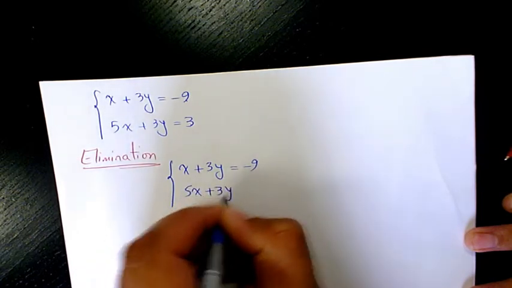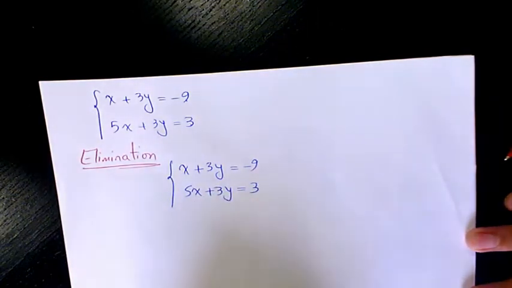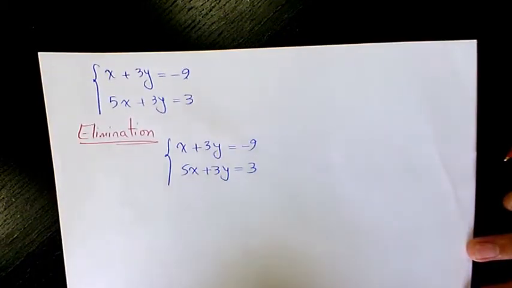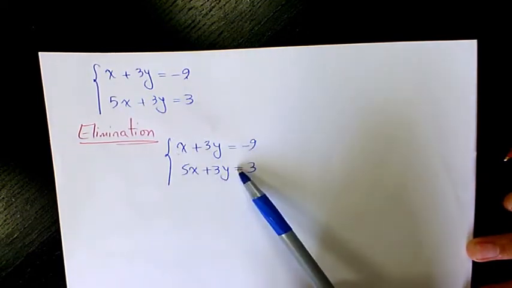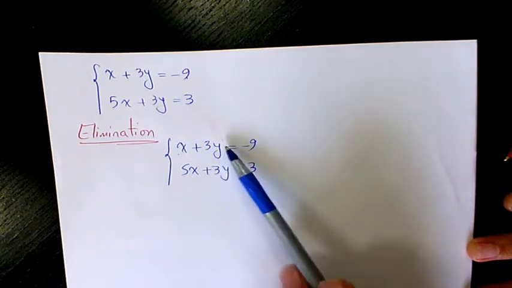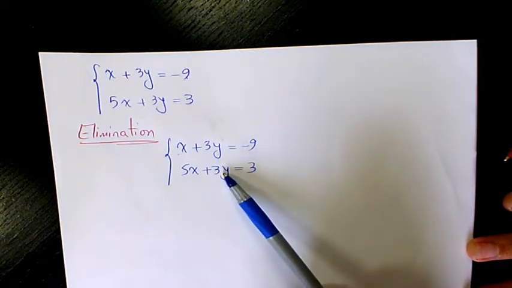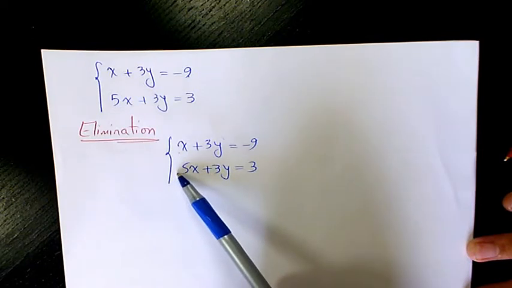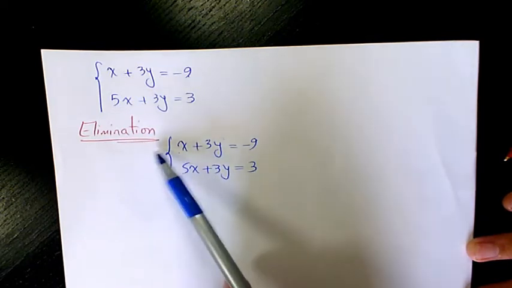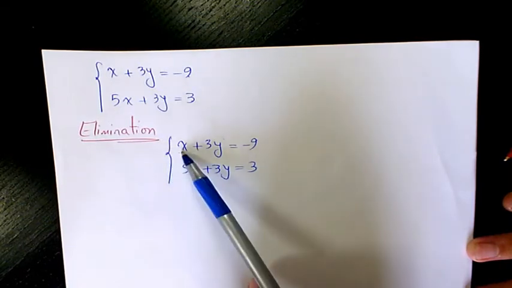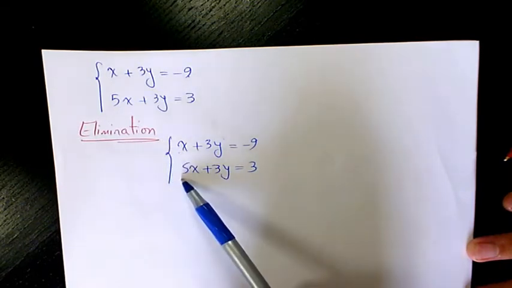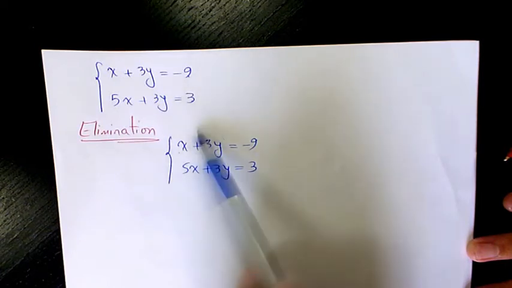Now we need to decide which variable you want to eliminate. Are you going to eliminate x or are you going to eliminate y? If you want to eliminate y, you need to multiply this equation or this equation by negative 1. Then you add them, you can get rid of y. If you want to eliminate x, it's better to multiply the first equation by negative 5. So therefore it becomes negative 5x. When you add it with the second equation, it's going to cancel out.